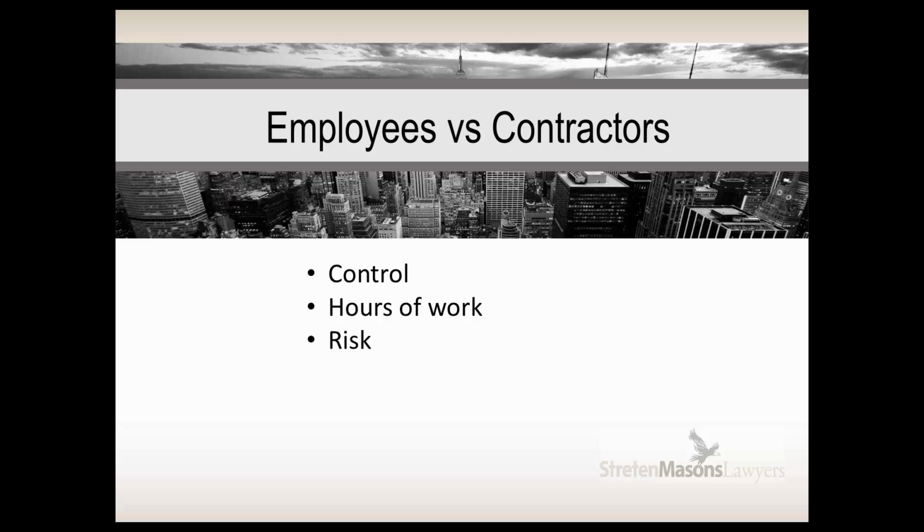One that seems to have been missed on the slides is the expectation of work. So obviously an employee usually has an ongoing expectation that they're going to be employed the next day, whereas an independent contractor, as I said, it's for a specific task. Once they complete that task, there's no expectation that they're going to be contracted to do the next one.